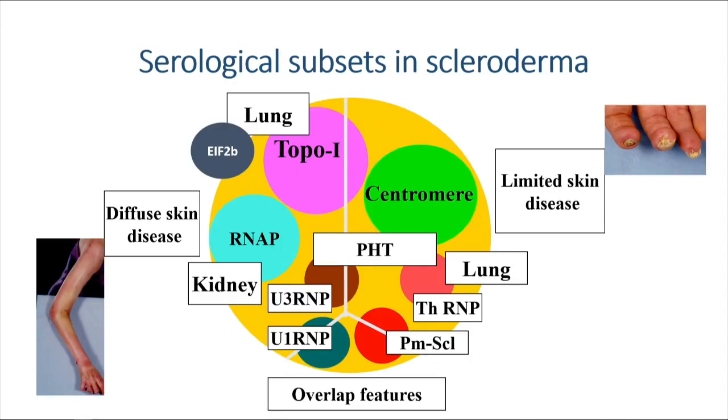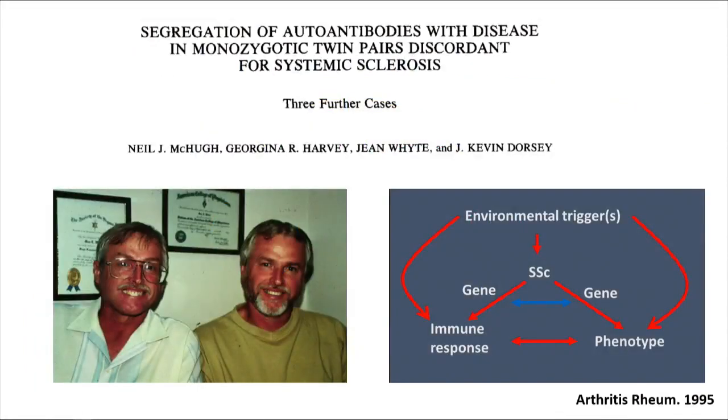Note down the bottom an antibody called anti-PM-Scl, which is associated with overlap features, and a lot of these patients have an overlap of myositis and scleroderma.